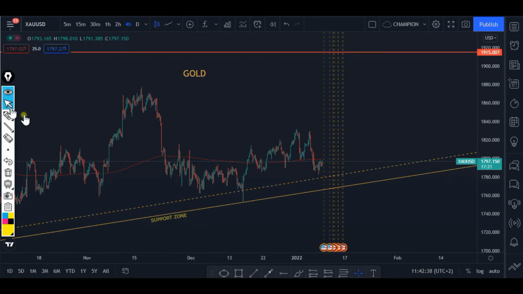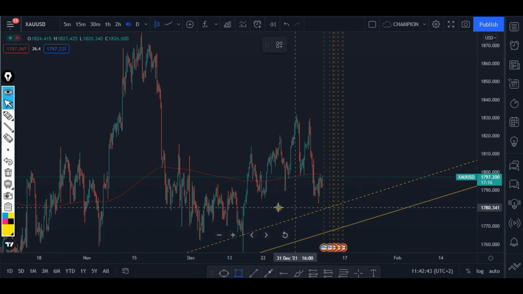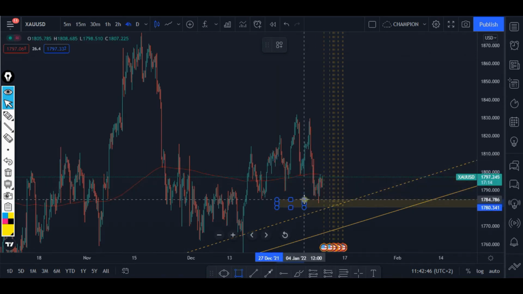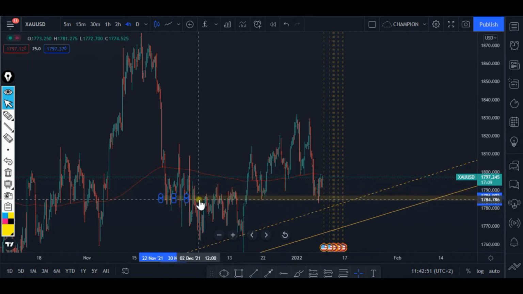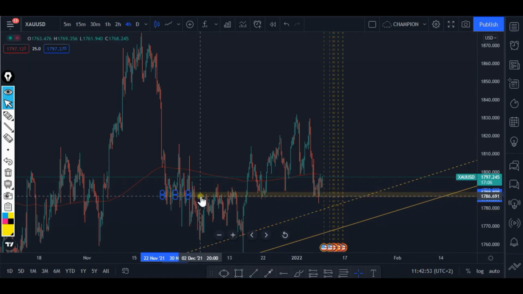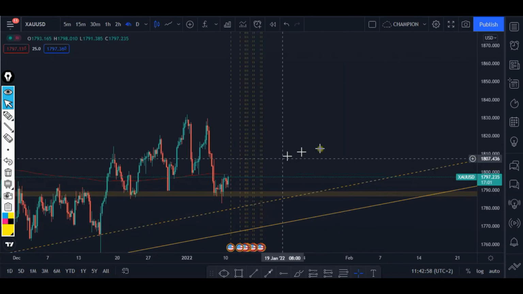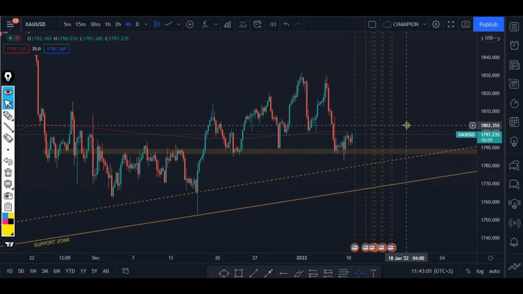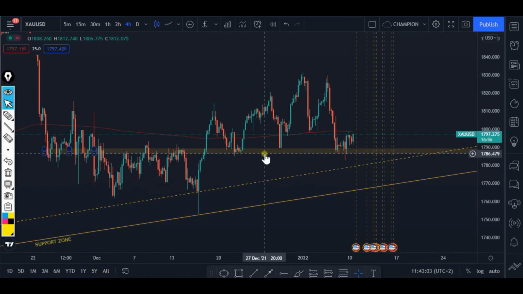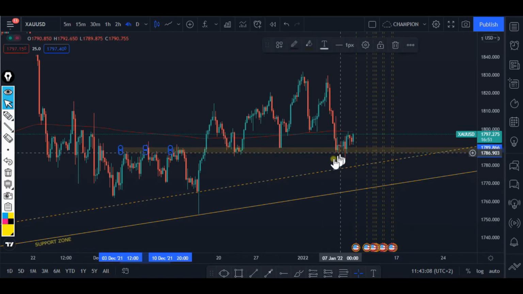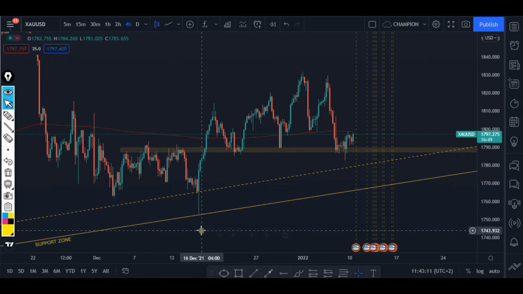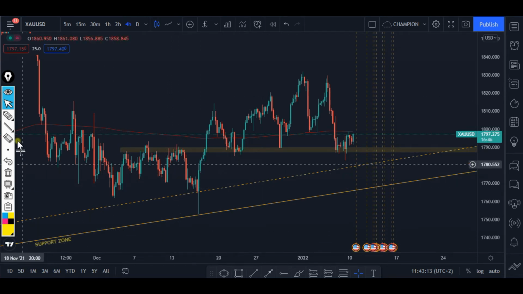Let me use the rectangle for us to be able to see this area that I'm talking about. There we go. I hope that you guys are able to see what I'm trying to show you right here, because this is the area which was previous resistance, and now it is our support.